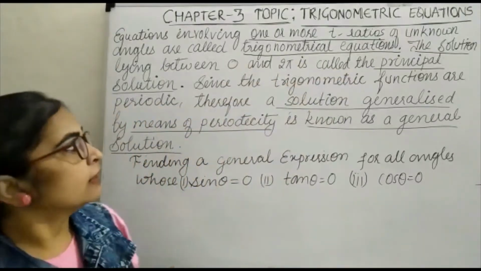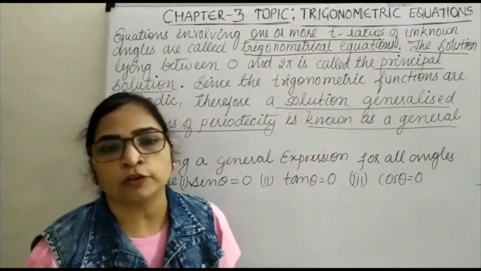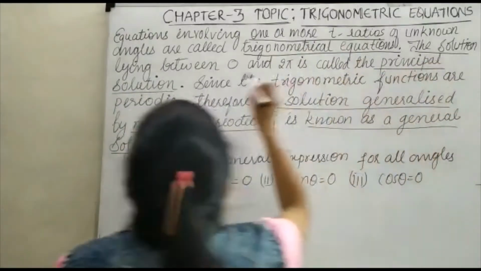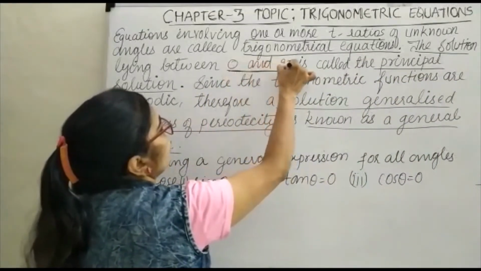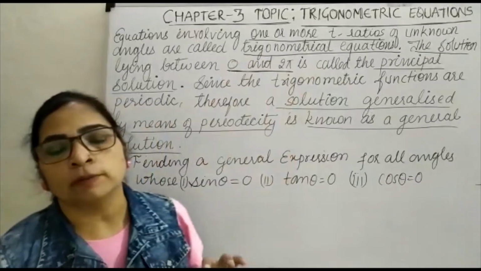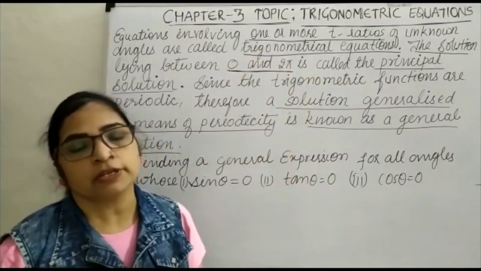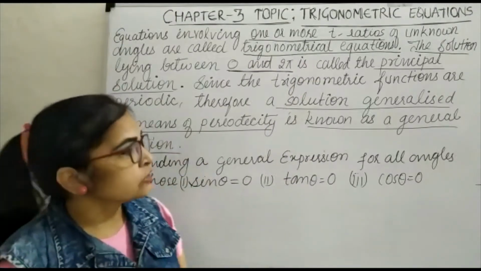Now just see here, it's given that one or more t ratios. Here t ratio stands for trigonometric ratios, right? Then the solution lying between 0 and pi, this is very important, or 0 and 2 pi, is called the principal solution. So a trigonometric equation has two types of solution. One is the principal solution, the other is the general solution.